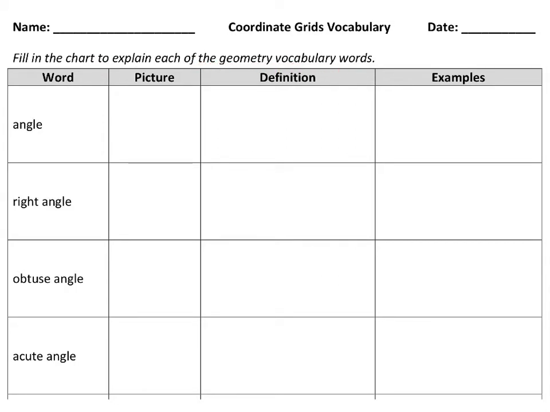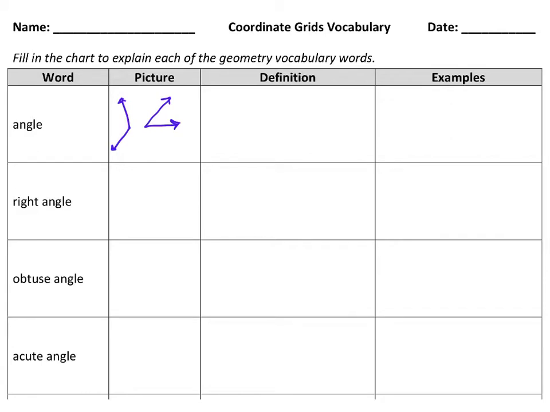So, here we can see the word angle. Angle is a word that we can definitely draw a picture of. There are many different kinds of angles. Maybe you've seen one look like this or like this. So angles are two lines that meet in the middle in a point.